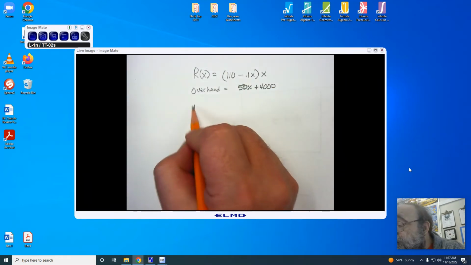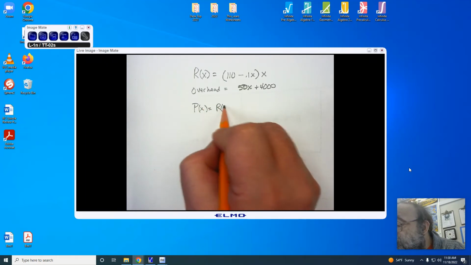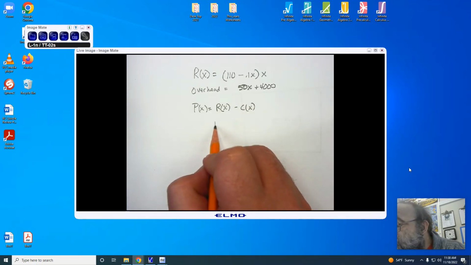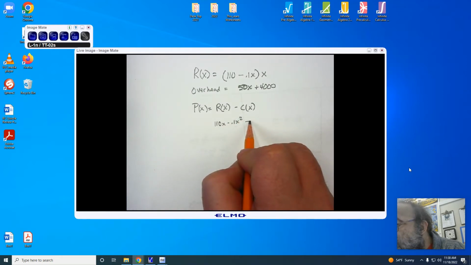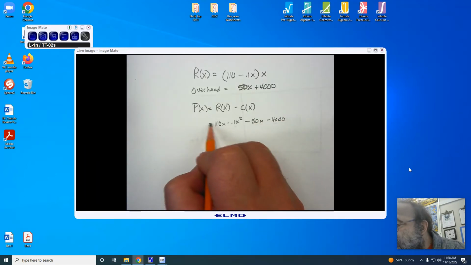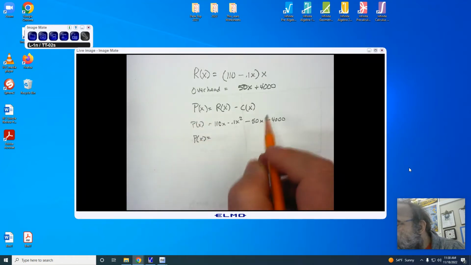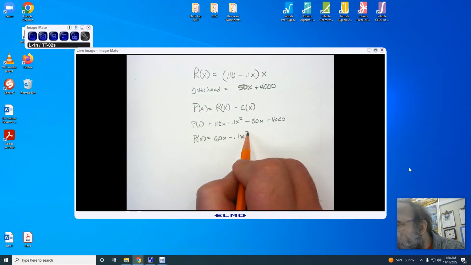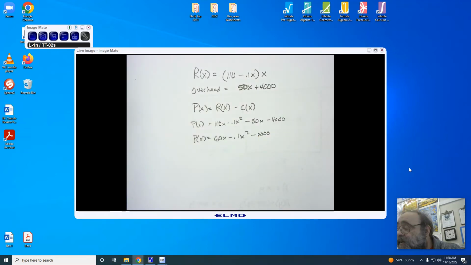We know profit, P of x, has to equal our revenue minus our cost. Well, we know our revenue is 110x minus 0.1x squared, and we know that our cost is that 50x plus 4,000, both of which become negative to get my profit. Simplifying this, I'm going to take away the 50, leaving me with 60x minus 0.1x squared minus 4,000, and this is now what I am going to maximize.